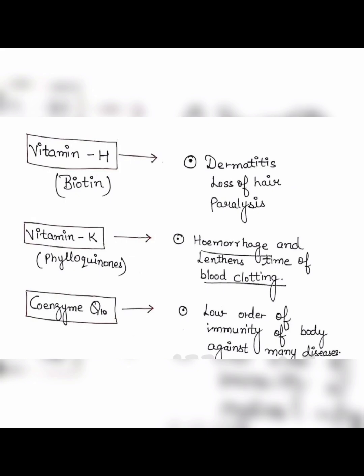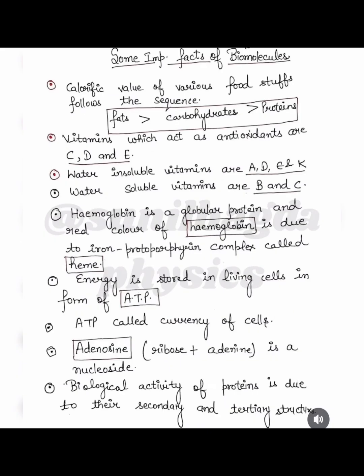Next one is another type, that is coenzyme Q10. Deficiency causes low immunity of the body against many diseases. So these are the vitamins we have. These are the biomolecules which were discussed earlier. Now some important facts regarding biomolecules which may frequently be asked in your competitive exams are as follows.